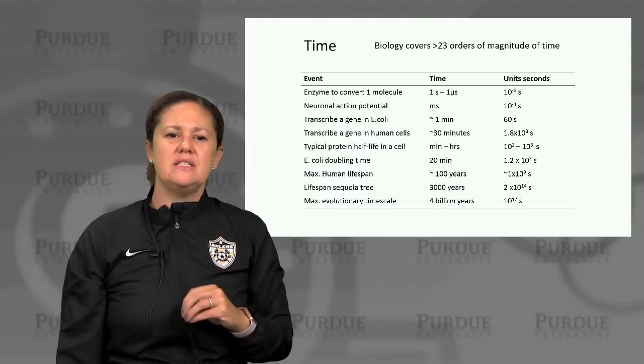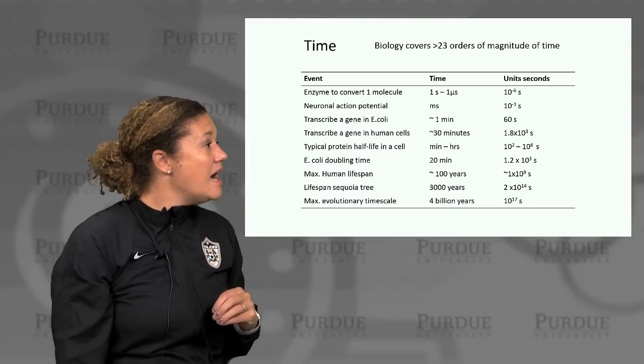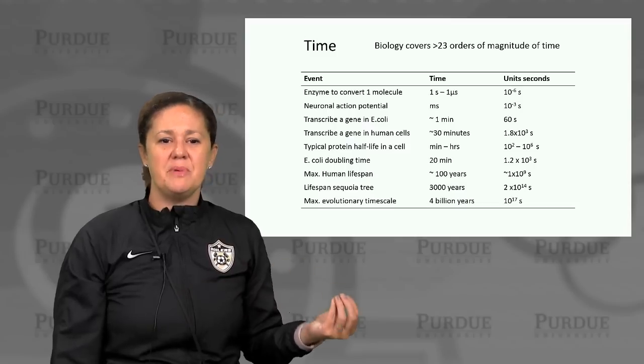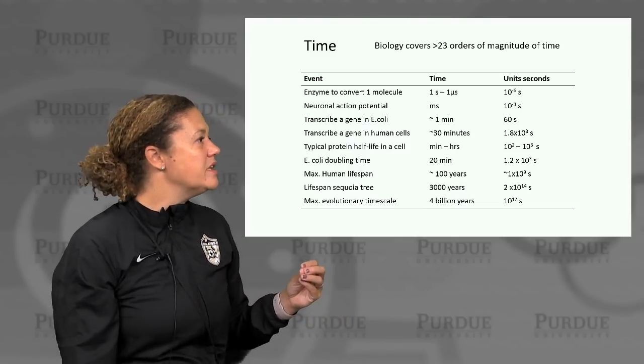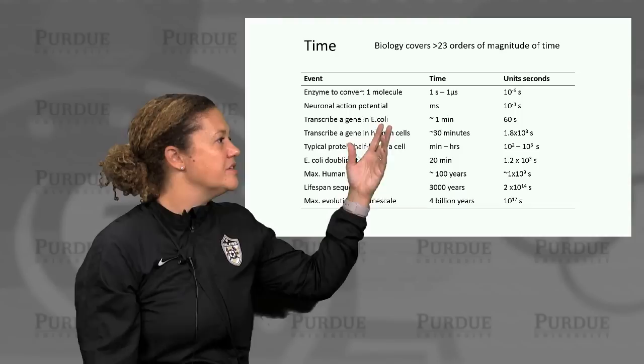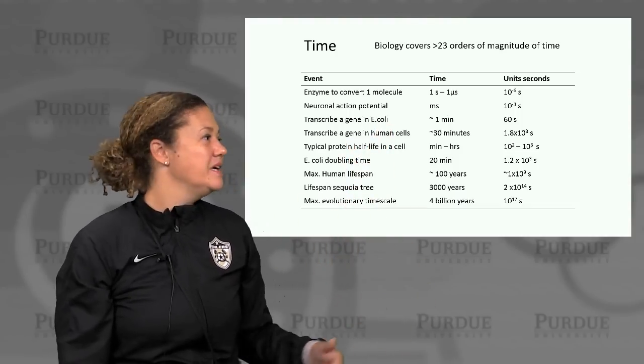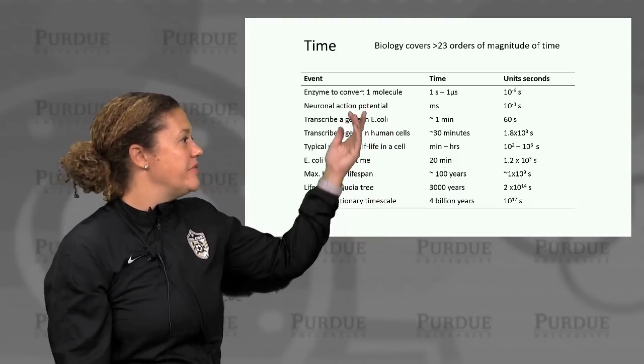So let's switch to time a little bit. In time, when you really start to put together a time scale of all the different types of biological events, you quickly realize that biology covers over 23 orders of magnitude of time. This is pretty amazing to think about, right?